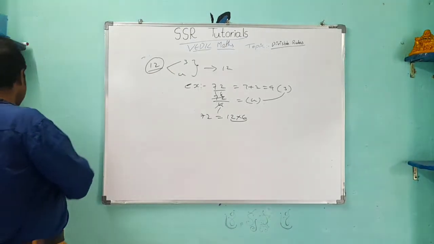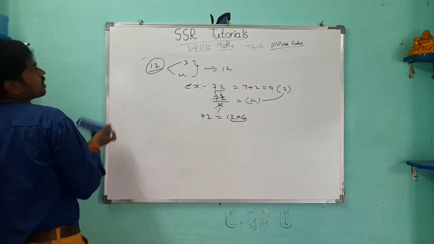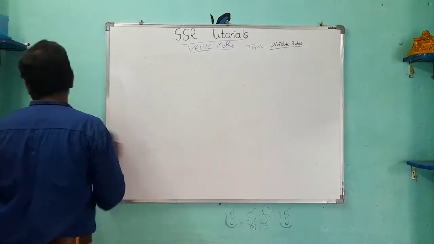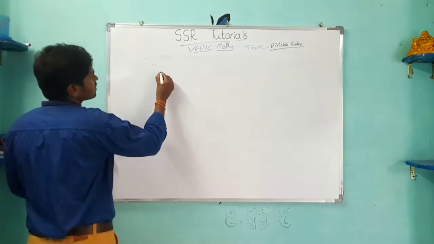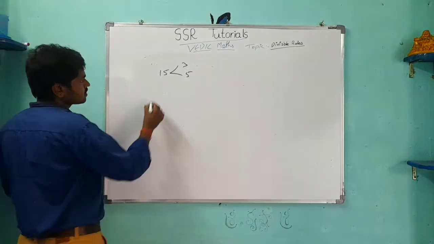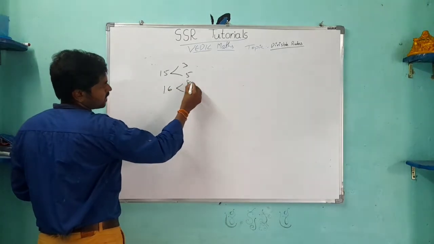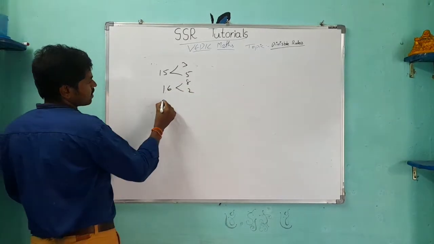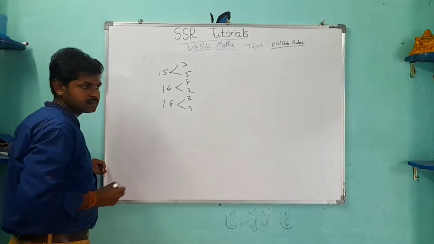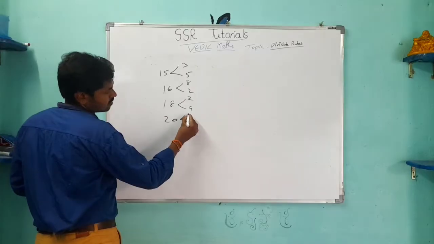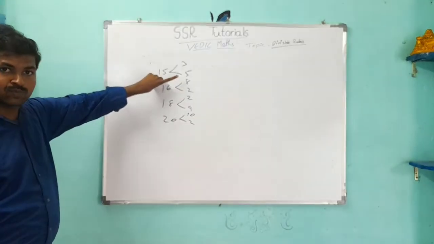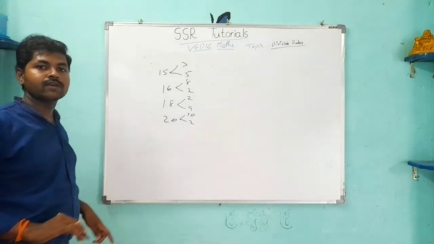Okay. Next I will teach you another number. 15. Similarly, 15 is divisible by 3 into 5. 16 is divisible by 8 into 2. Next 18, 2 into 9. 20, 10 into 2. So any number whose factors both divide it, the total number is also divisible.